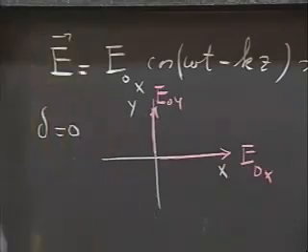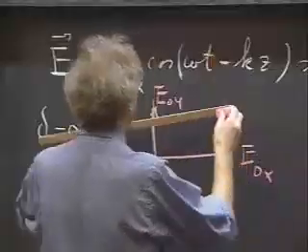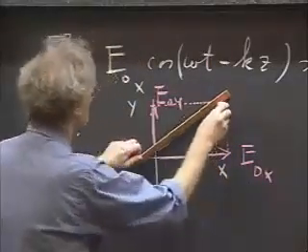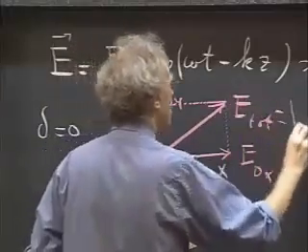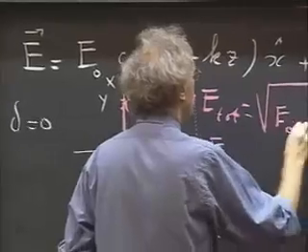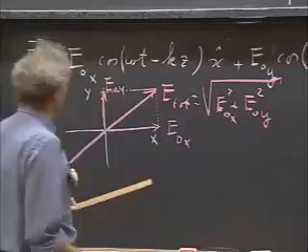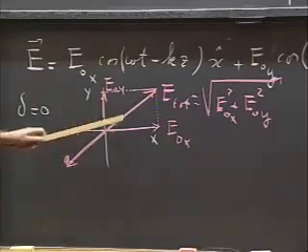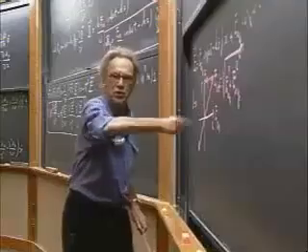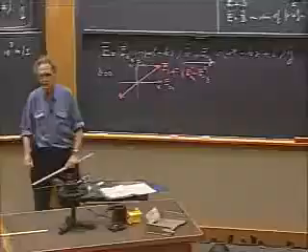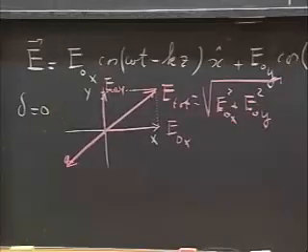So what is the net E vector? That is the vectorial sum of the two. So the E vector is this. This is E total, which is the square root of E0x squared plus E0y squared. And if you see this coming to you, you will see an electric field going like this. Linearly polarized. No longer linearly polarized in the x direction, no longer in the y direction, but in this direction.